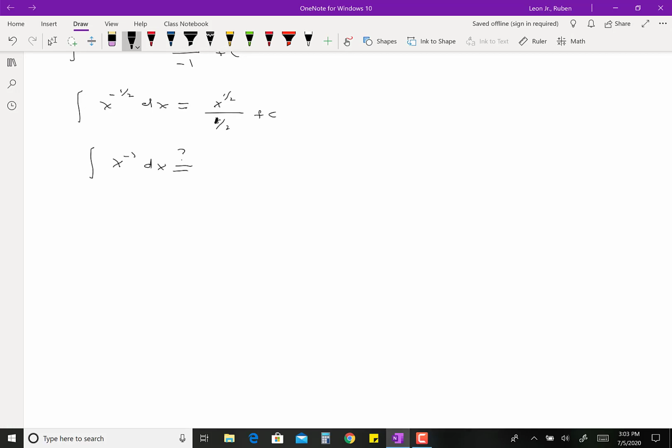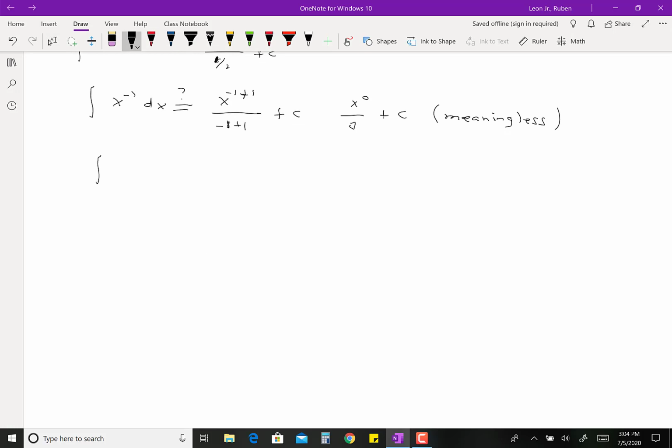However, and I'll put a question mark here for equals, we can't simply add 1 to the exponent, divide by that new exponent, and add a constant of integration, because we would get x to the 0 over 0 plus a constant. And this is meaningless. This has absolutely no meaning. To divide by 0 is meaningless.